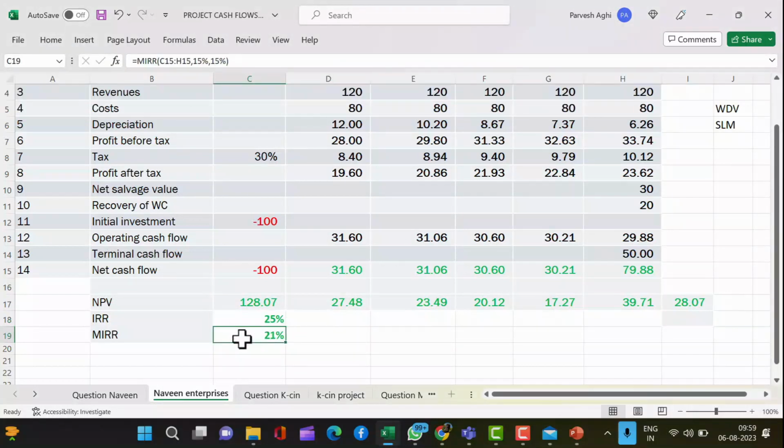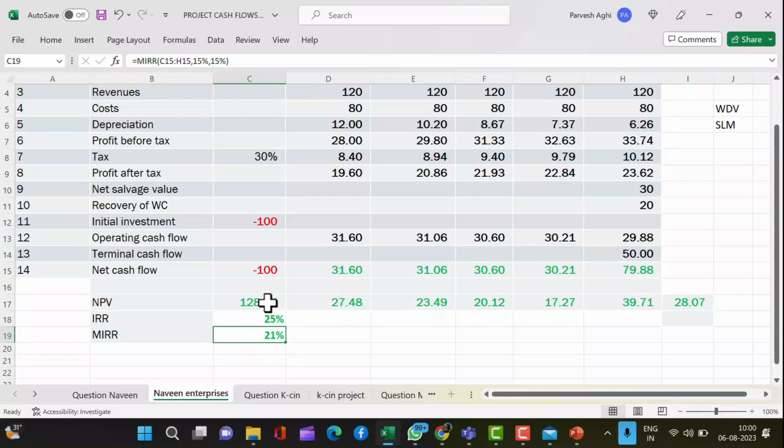Now, when we calculate the IRR, it is coming 21.5%. But when I calculate MIRR, I am getting 21%. Can anybody tell me why I am getting lower? And what is the difference? Because I think reinvestment is as per the discounting rate.